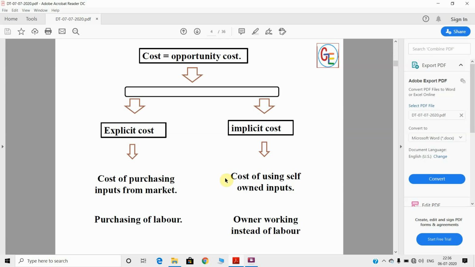But when we go for the opportunity cost, it is the next best alternative which is to be forgone. So you may note down that opportunity cost is that cost which is incurred by the producer for the next best alternative which is forgone, right?